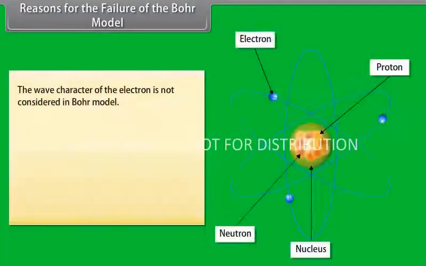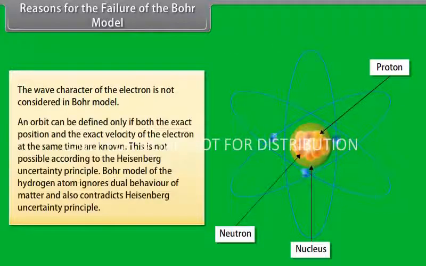Reasons for the failure of Bohr model. The wave character of the electron is not considered in Bohr model. An orbit can be defined only if both the exact position and the exact velocity of the electron at the same time are known. This is not possible according to the Heisenberg uncertainty principle. Bohr model of the hydrogen atom ignores the dual behavior of matter and also contradicts the Heisenberg uncertainty principle.